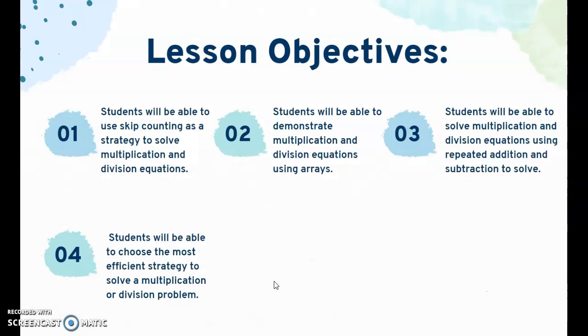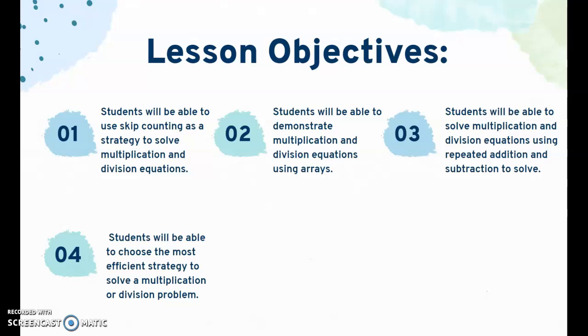The lesson objectives, there were 4 of them. The first one is students will be able to use skip counting as a strategy to solve multiplication and division equations. The second one, students will be able to demonstrate multiplication and division equations using an array. Third, students will be able to solve multiplication and division equations using repeated addition and subtraction to solve. And finally, the last objective, students will be able to choose the most efficient strategy to solve a multiplication or division problem.